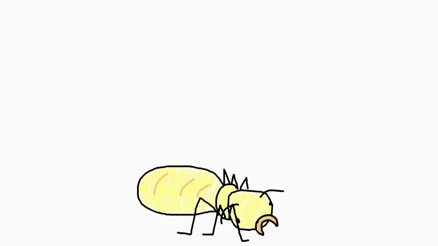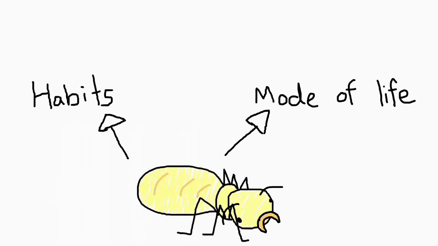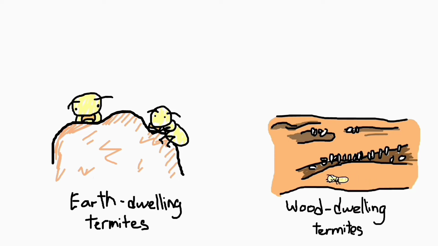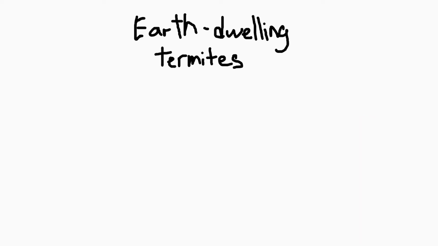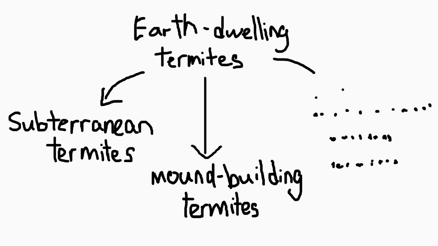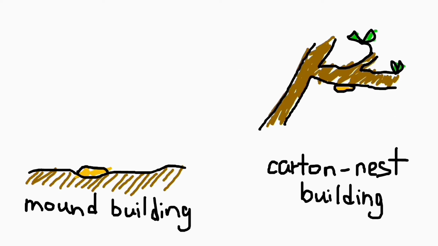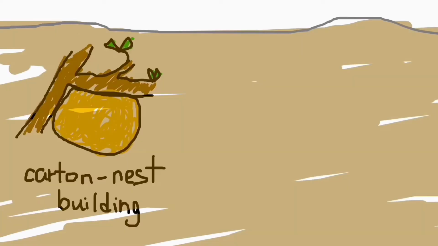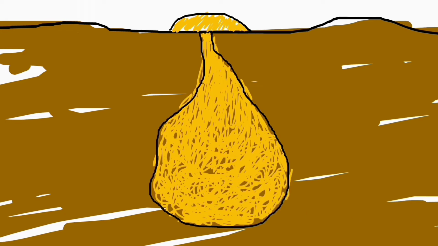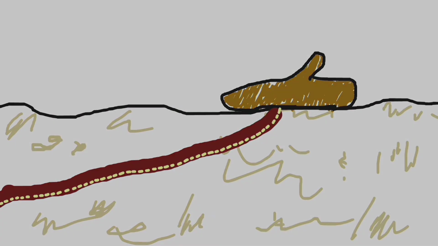We can classify termites according to their habits and mode of life, and they can be divided into two main groups: earth-dwelling termites and wood-dwelling termites. Earth-dwelling termites are subdivided into subterranean termites, mound-building termites, and carton nest-building termites. They build their nests above the ground, except for subterranean termites, who build their nests underground. When they come out in search of food, they build earthen tunnels to reach the wood or other palatable food materials with very high speed.